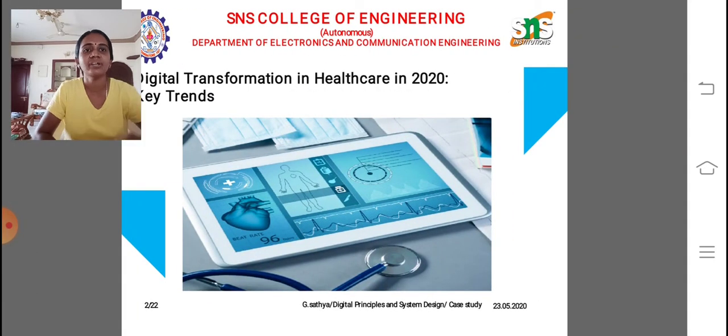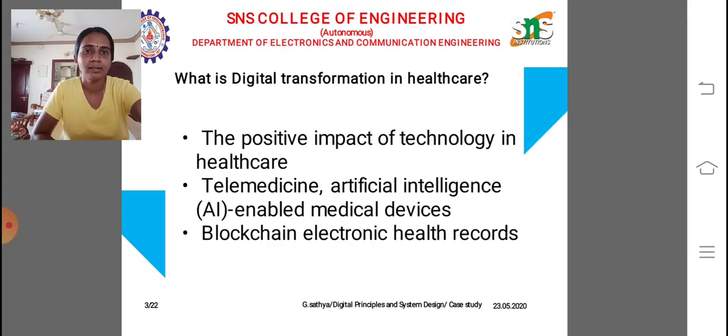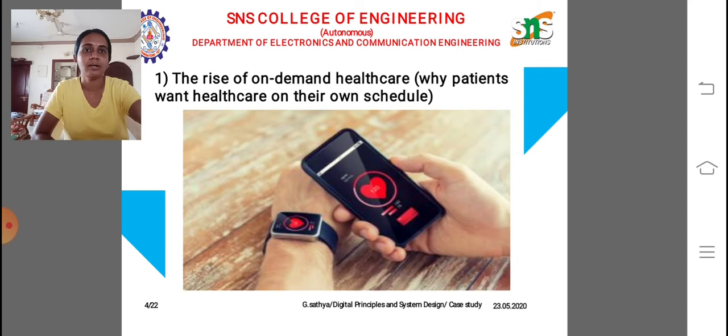So that is our define part. For this define part, we are providing solutions in different ways. That is our ideate part. We are discussing them one by one. The first one is the rise of on-demand healthcare. This is our first solution part, that is ideation.